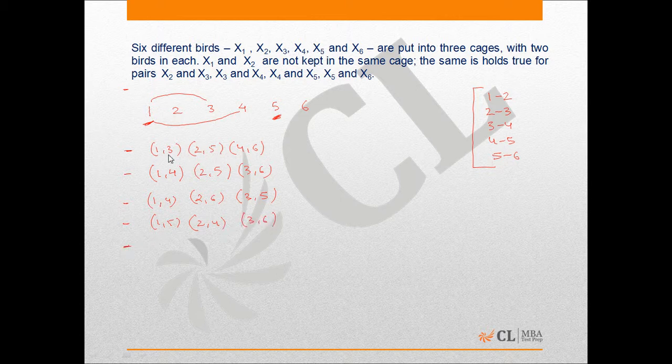And the last case, if 1 and 6 are put together, then 2 will go with 4 and 3 will go with 5. So 2 will go with 4 and 3 will go with 5. So now we have these different 5 cases in this question.